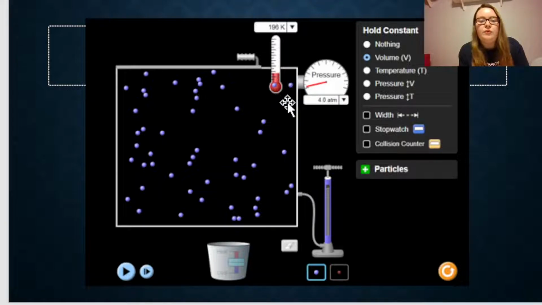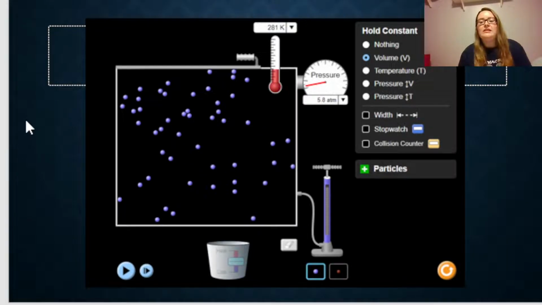So the students would record it. For example, here at 196 Kelvin, that would be the temperature that the students would write in a data table. The pressure is at 4.0 atmospheres. Okay. So then after the students pause it and record the data, they would click play again, add more ice to the simulation to see what happens to the pressure when you decrease temperature, pause it after it runs, then record your data.